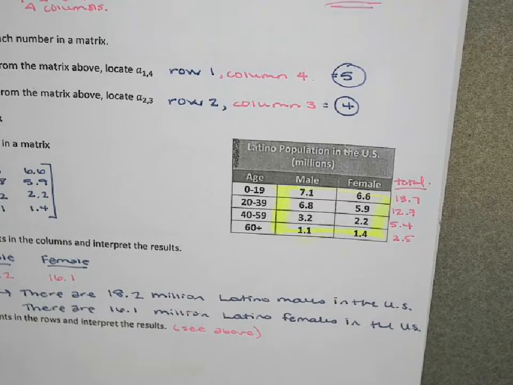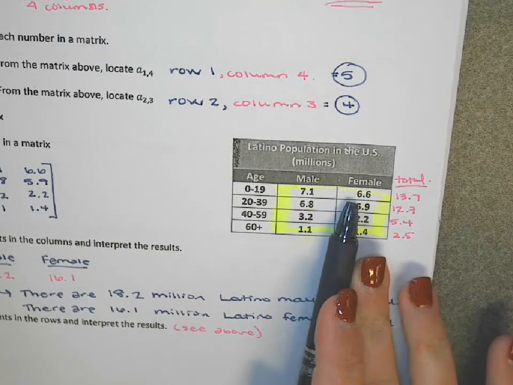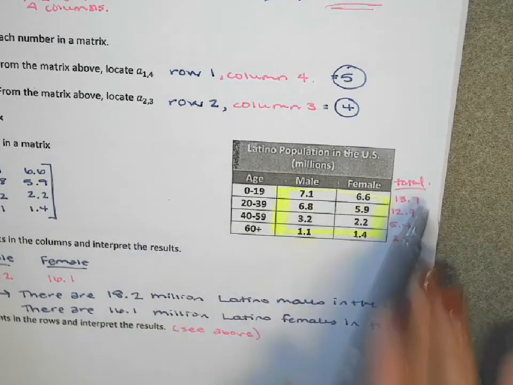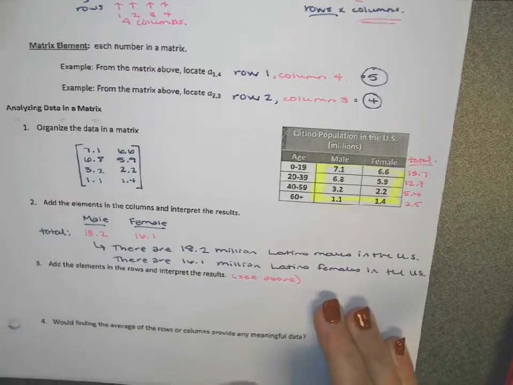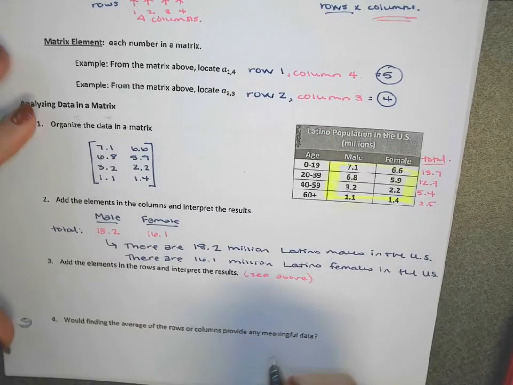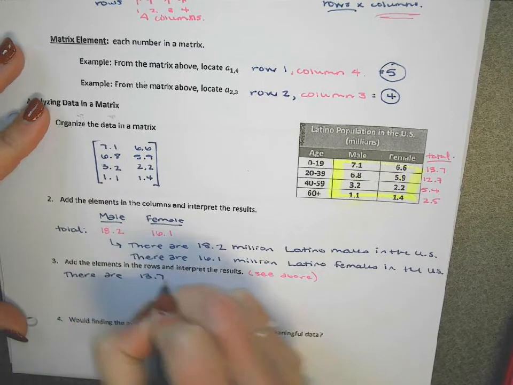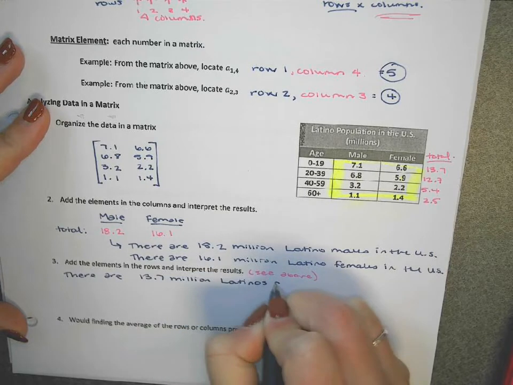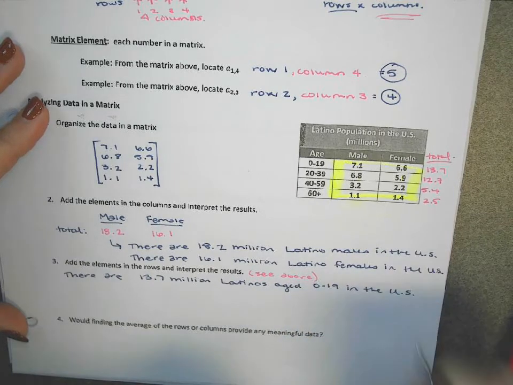And then it says to interpret these results. So when I interpret these results, you're just adding the males and females together. So the total number of Latinos in the age group of 0 to 19 is 13.7 million in the U.S. Okay, so we're doing age groups there. So there are 13.7 million Latino aged 0 to 19 in the U.S.